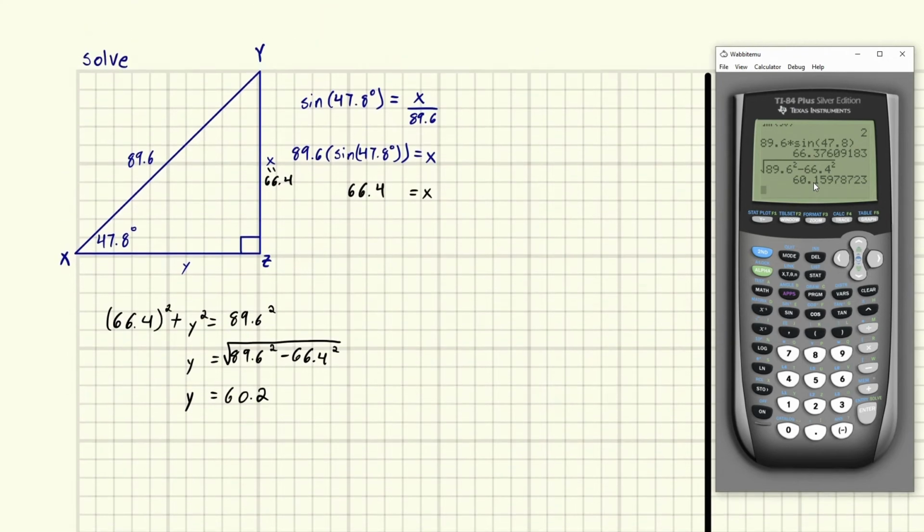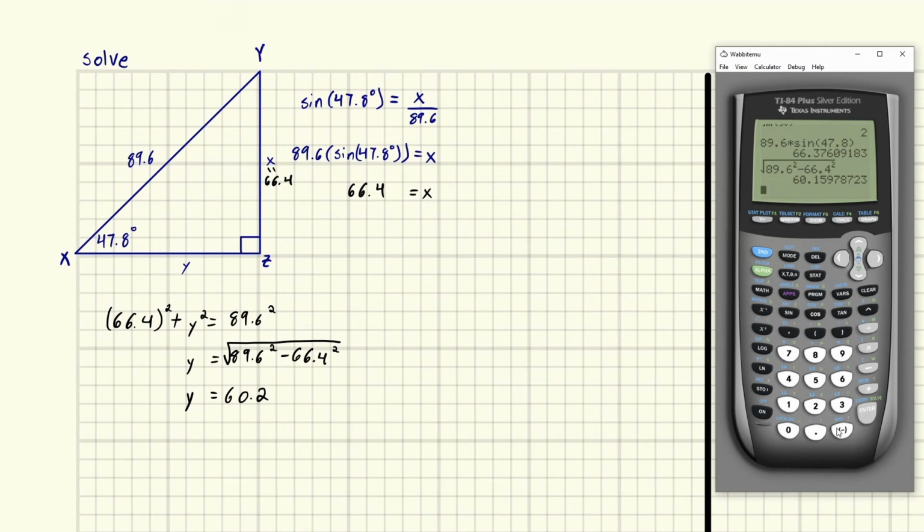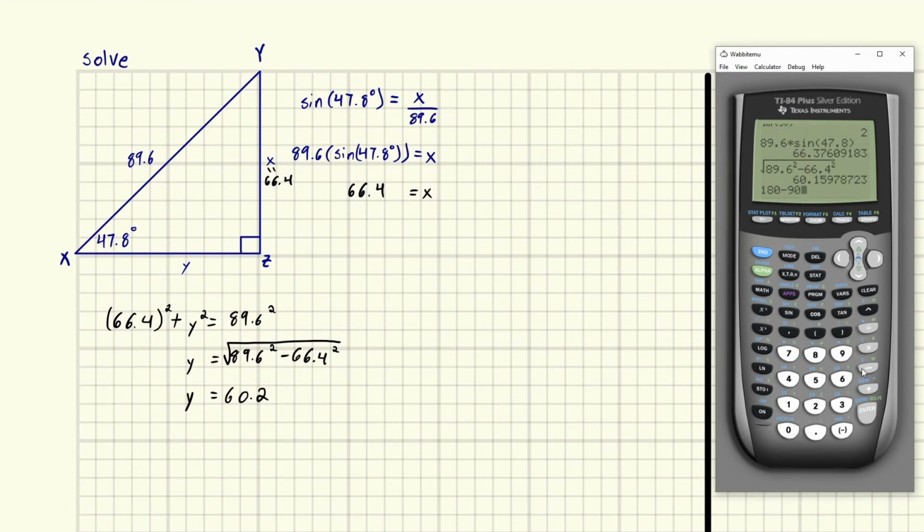And we could get the angle here really easily, by the way. You need to solve the angles too. When it says solve, you need all the sides and angles. So we have the sides, but we don't have the last angle. We know that all these angles have to add to 180, right? So we started with 180. We took off 90 for this angle, and we take off this other angle, which is 47.8, and we're left with 42.2. So the angle y is 42.2.